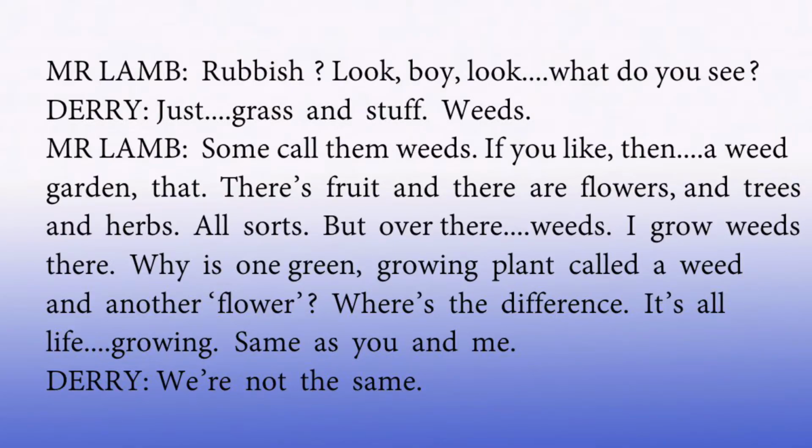There is a fruit and there are flowers, trees and herbs. So, he is telling that he could also see there are fruit trees, there are flowers, trees and herbs, all sorts, but over there weeds. I grow weeds there. Why is one green growing plant called a weed and another a flower? And then he is saying that at that part of the garden near the wall, he was growing weeds, and he was also asking why people are calling some plants weeds and some plants flowers, though all of them are green. Why do they differentiate and call plants like flowering plants or weeds? What's the difference? It's all life growing, same as you and me.